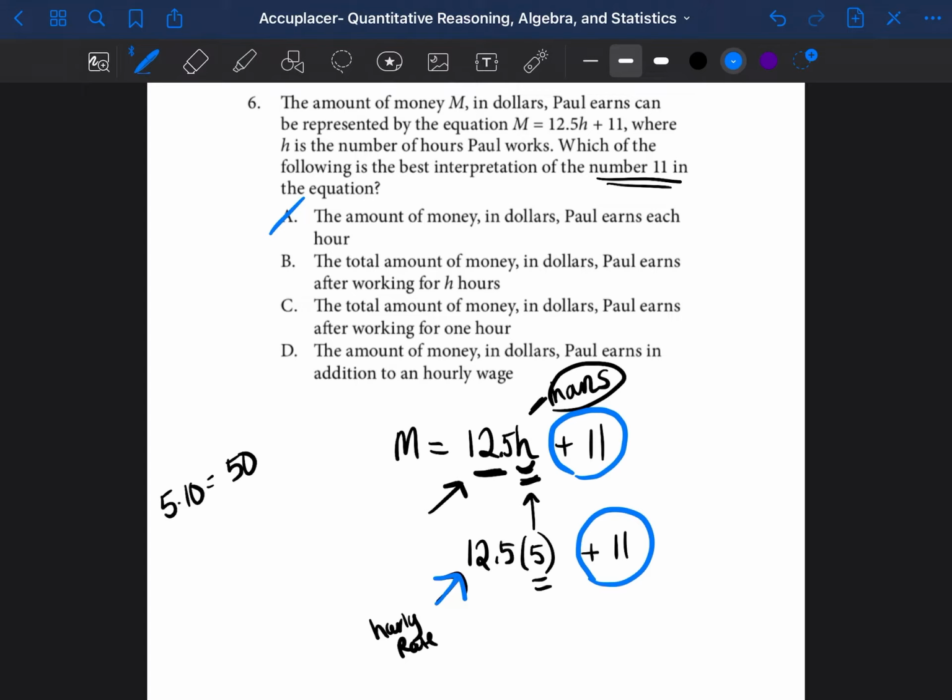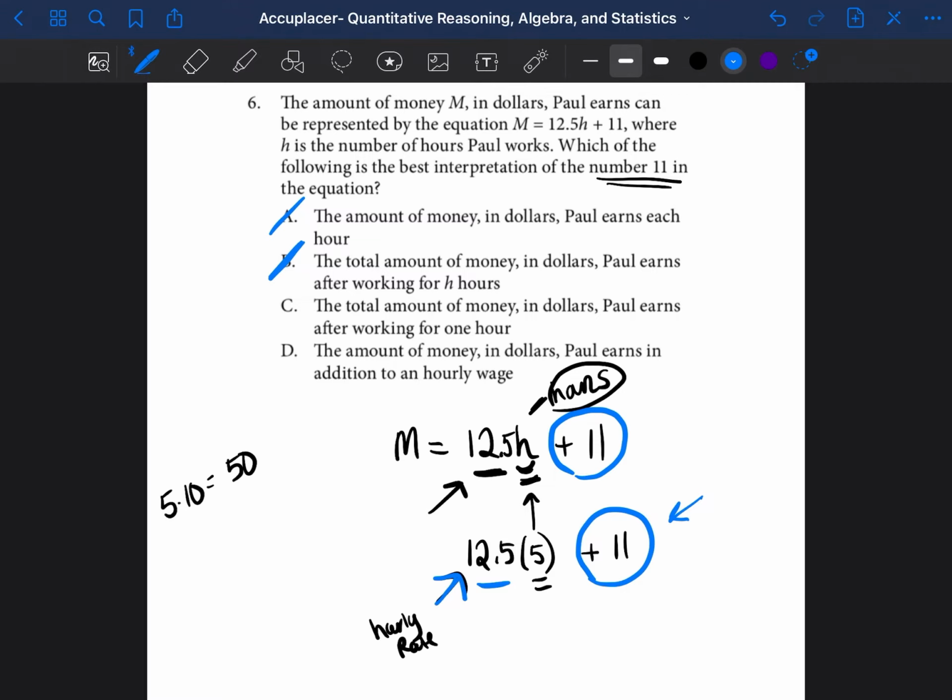So then the second choice is the total amount of money in dollars Paul earns after working for 8 hours? No. If he makes $12.50 an hour, he's not only going to bring home $11. If he only works 1 hour, he's going to bring home $12.50. That's still more than $11. So the answer to B is not correct.